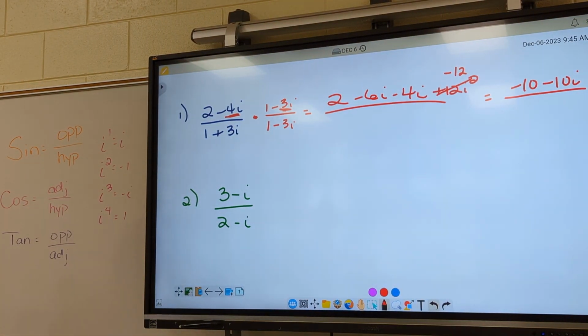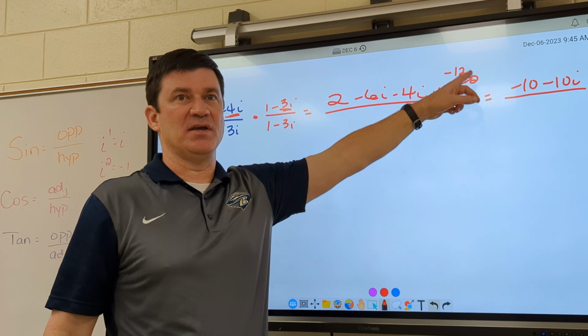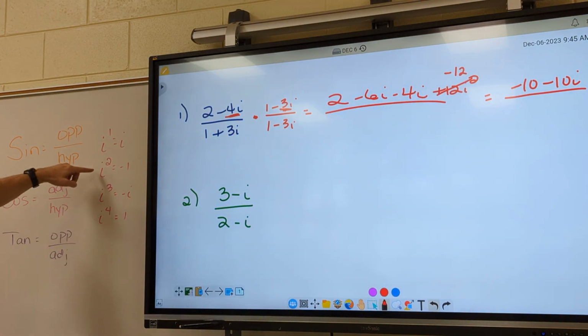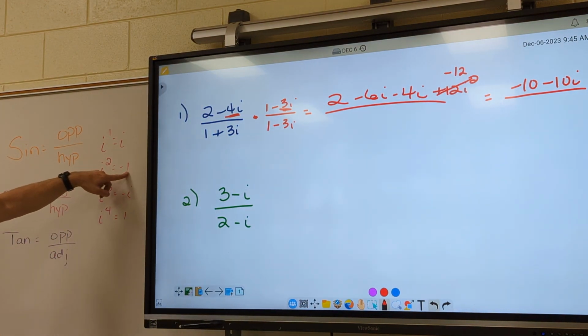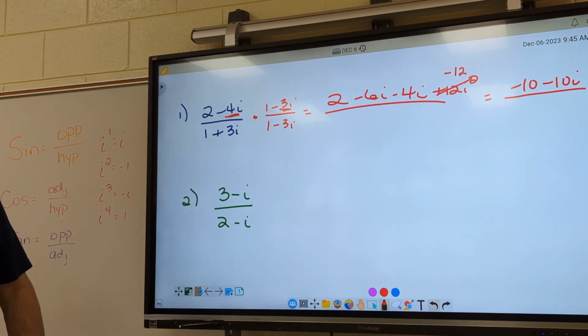All right, now the bottom is going to be a lot faster and a lot easier. Any question about the top? Does everybody see how I got minus 12 down here on the end with the i squared? Because remember, your i squared turns into negative 1. So I had to make it a negative 12.